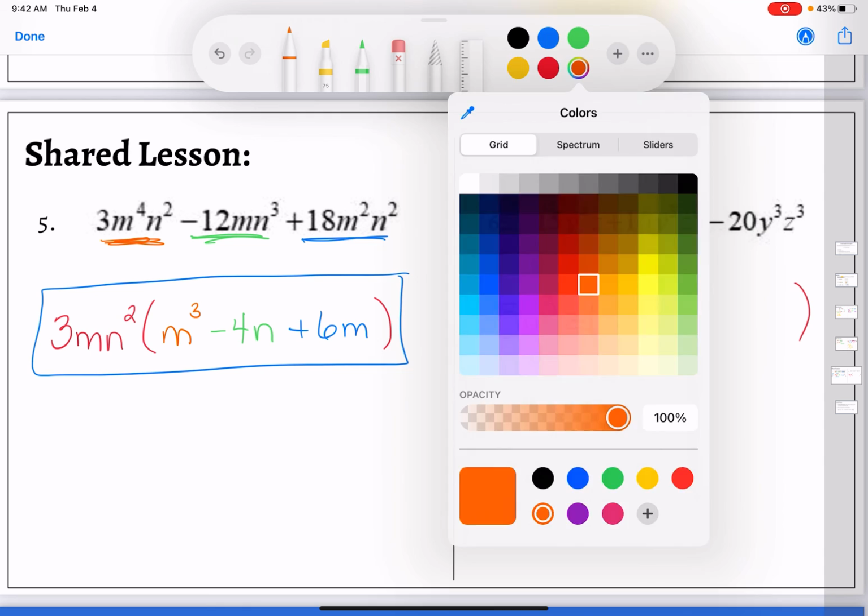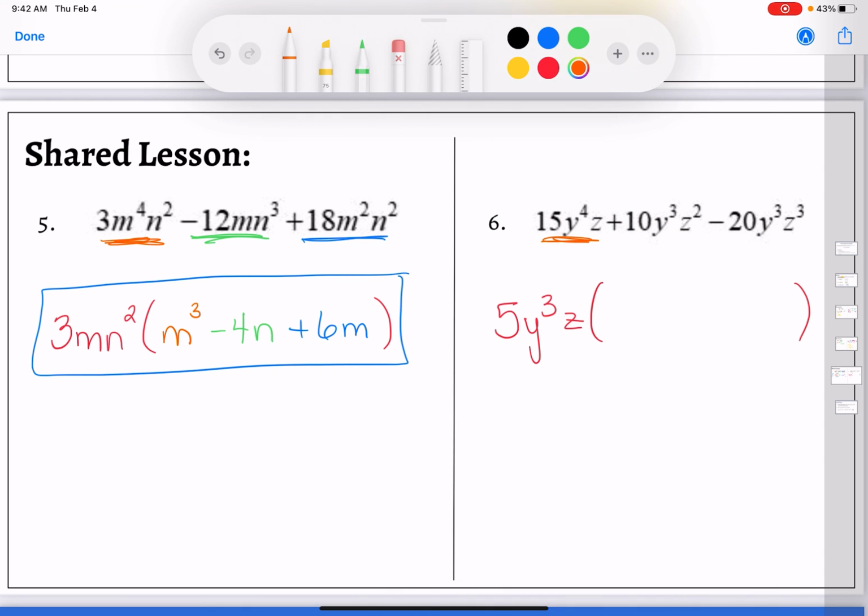Okay. What do I have to multiply 5y to the third z by to get 15y to the fourth z? 5 times 3 gives me 15. I have y to the third. I need to get to y to the fourth, so I need 1 more y. I already got my z, so I don't need any more z's.